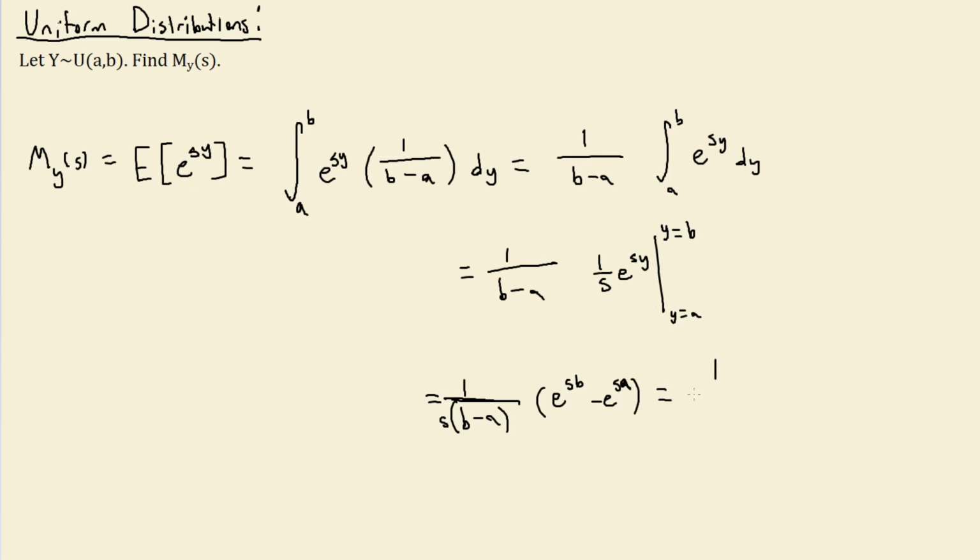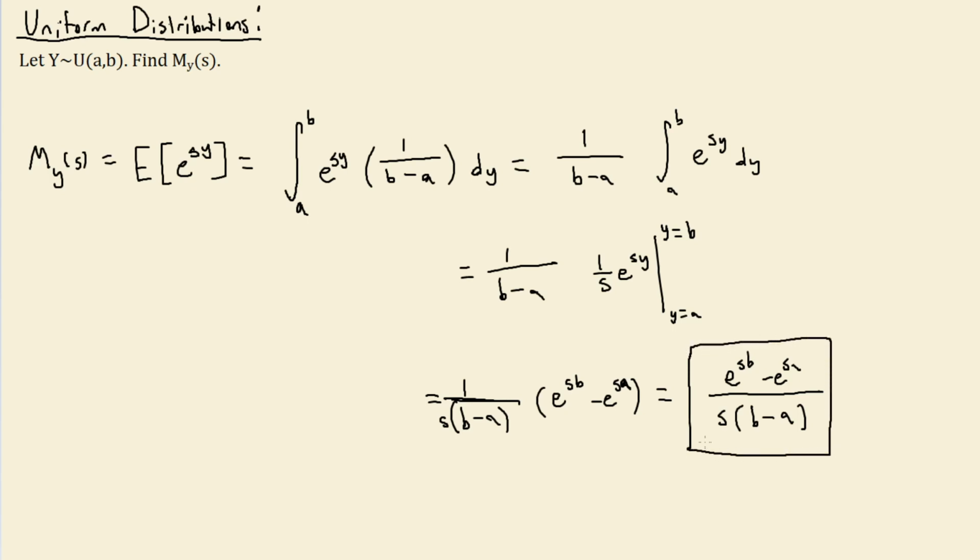So we get a final answer of, let's see, we'll just turn this into a fraction. We get e to the sb minus e to the sa, all of this over s times b minus a. And that's going to be our moment generating function for a uniform distribution. Now I'm going to come back to this moment generating function at the end of the video.